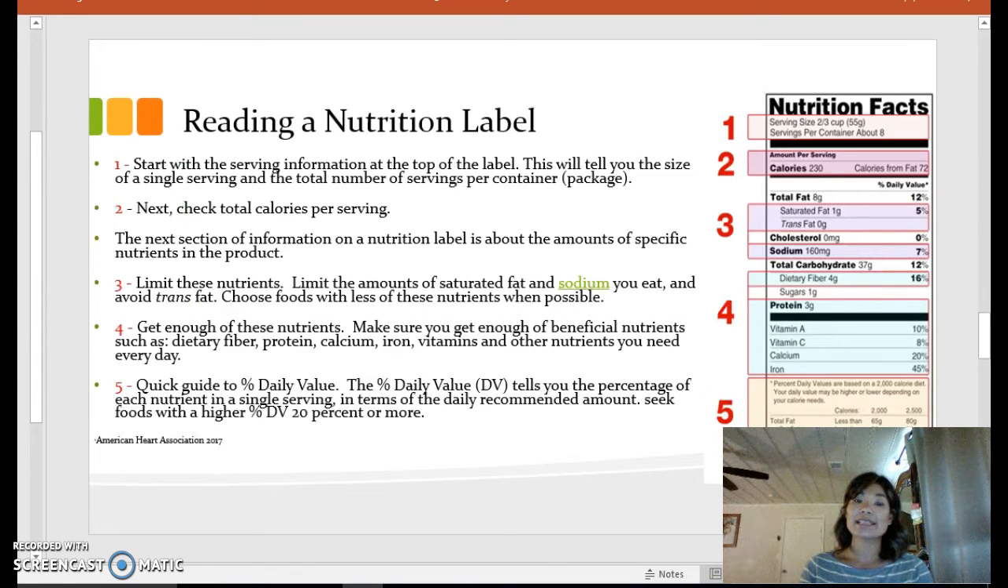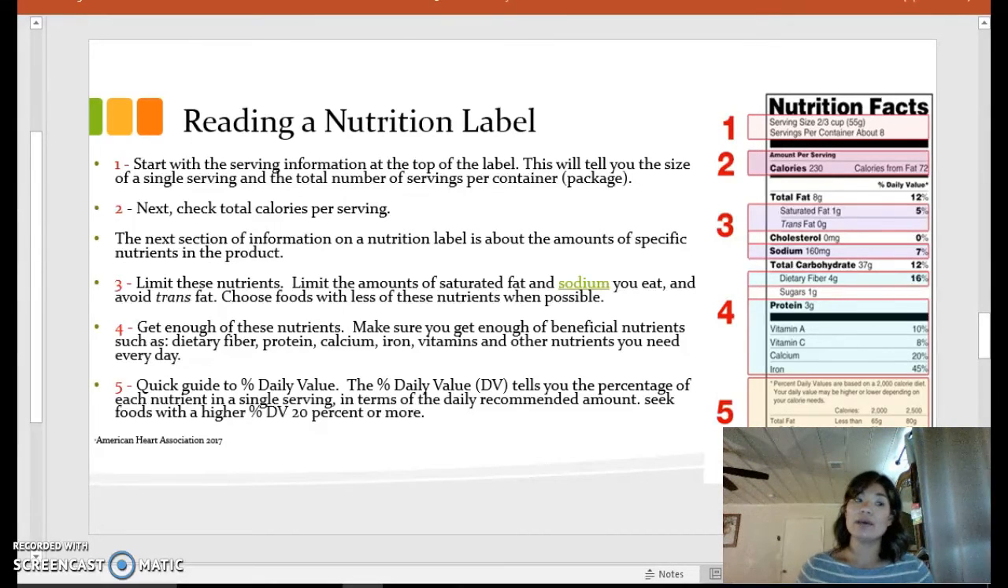Yesterday, we spent most of the class reading nutritional labels. I brought in a variety of different foods, and you were able to work in group activities to identify where to find specific components of the nutrition facts on that label, specifically serving sizes, calories, and where to find those nutrients, along with the percentage of daily value for the different nutrients.